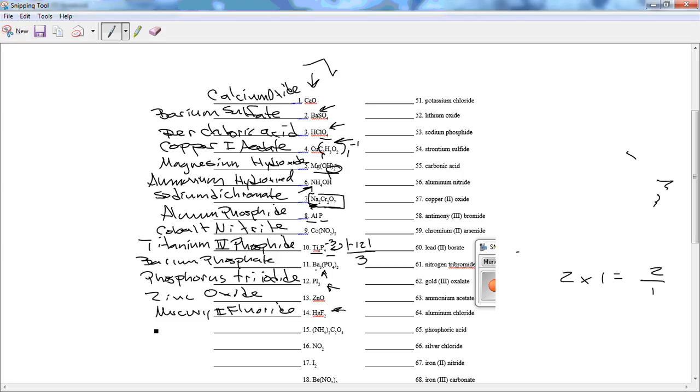NH4 has its own rules again. All right, we have ammonium and then oxalate.